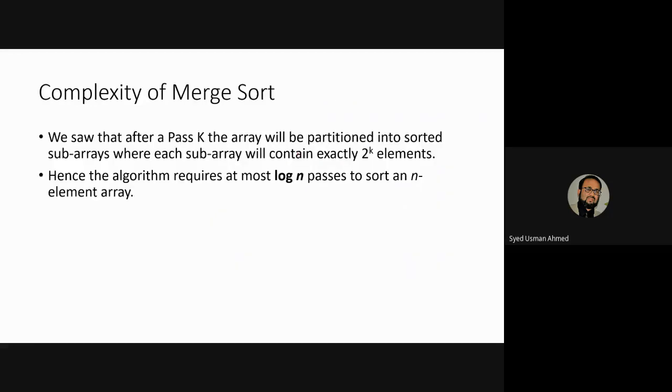Now we go and check what the complexity is. We saw that after pass k, the array will be partitioned into sorted subarrays, where each subarray will contain exactly 2 to the power k elements. Hence, the algorithm requires at most log n passes to sort an n element array, right?